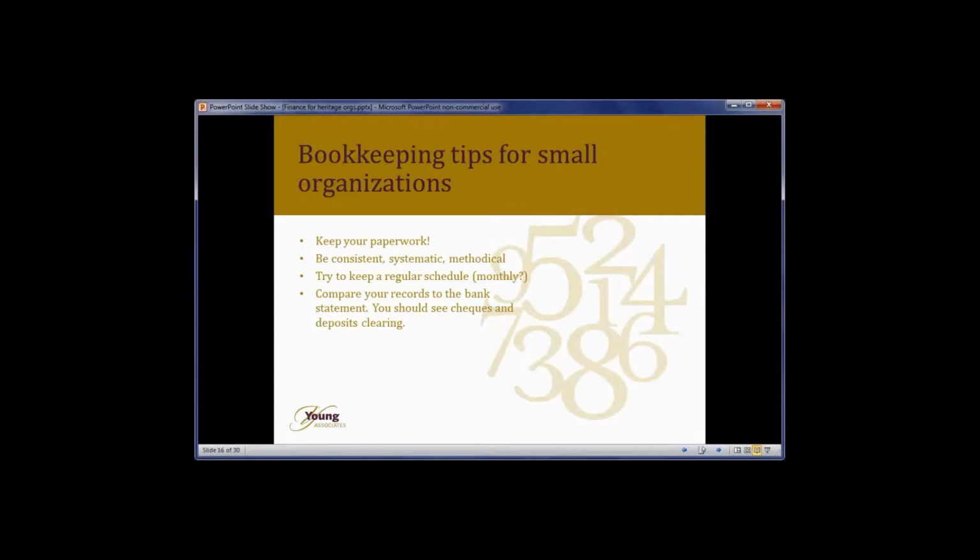Keep your paperwork. If in doubt, throw it in a drawer. You can always toss it later. If you think that it's useless now and you throw it away now, you can't get it back later on. Or at least it becomes a pain in the butt to try and reproduce paperwork that you have thrown away. So when in doubt, keep it.